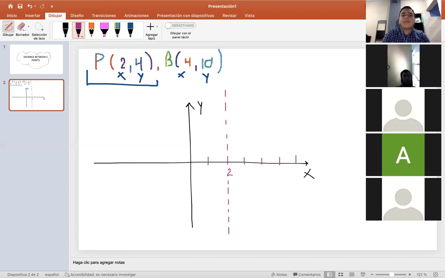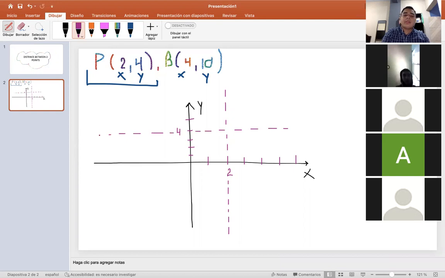Well, let's continue with the 4. Remember that in the vertical axis, when we have a positive number, it's always up, always on this side of the axis. So we have a 4. So 1, 2, 3, 4. So we draw a 4. And when we are drawing a vector in the y-axis, it has to be parallel with the x-axis. So we are going to draw a vector like this.